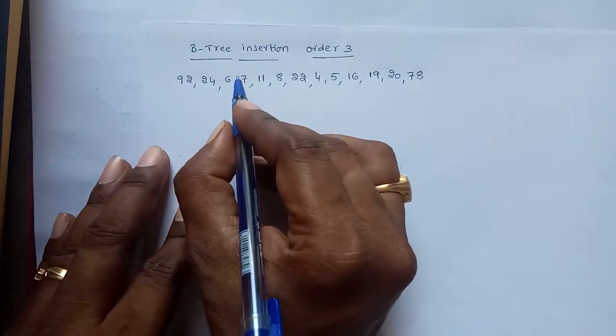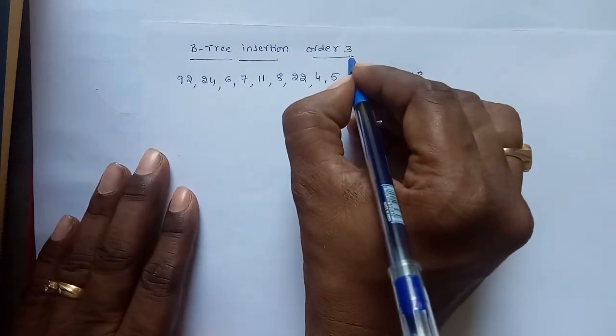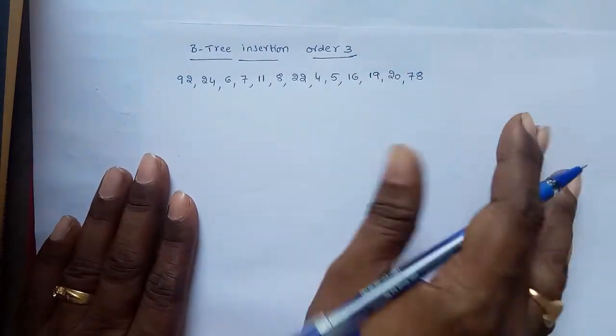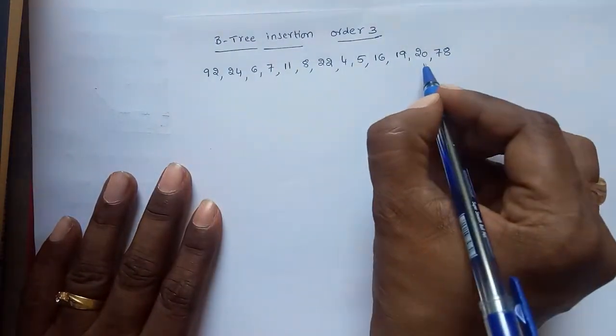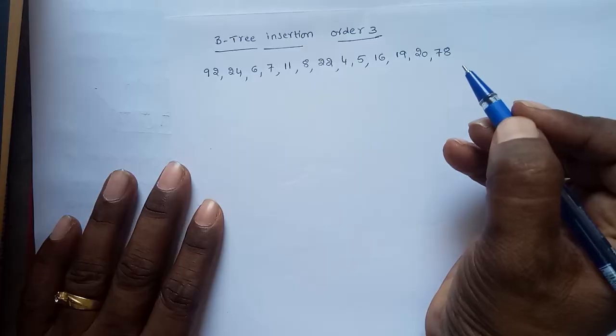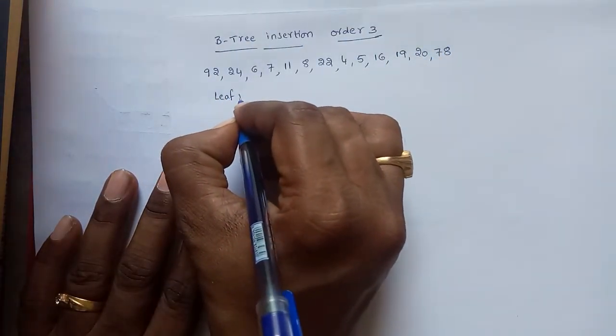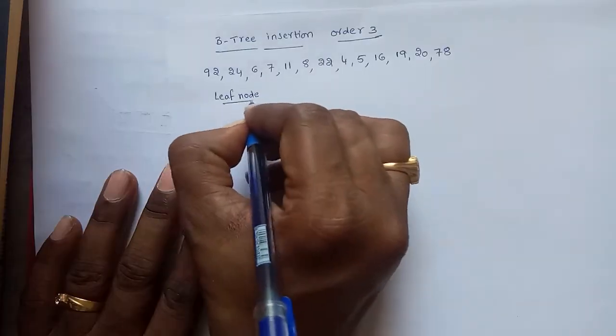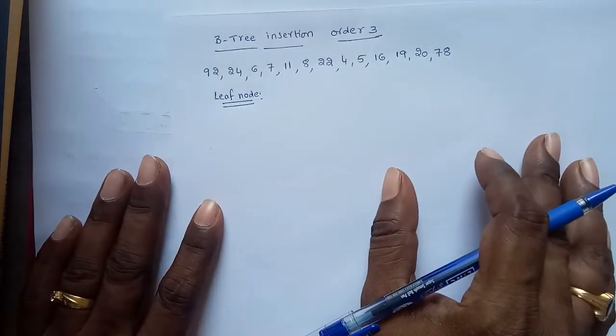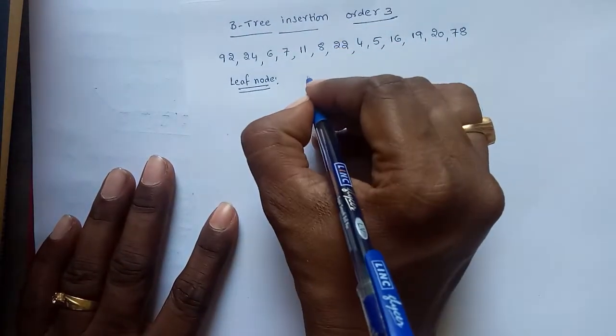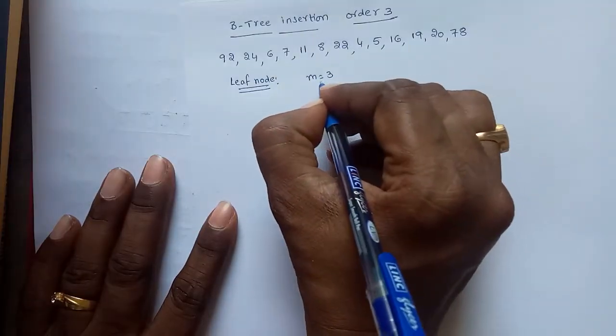Today we will discuss B-tree insertion of order 3. Insert these elements into the B-tree. Remember, insertion is always performed at the leaf node. We already know that insertion is always performed at the leaf node. Here order m is equal to 3.